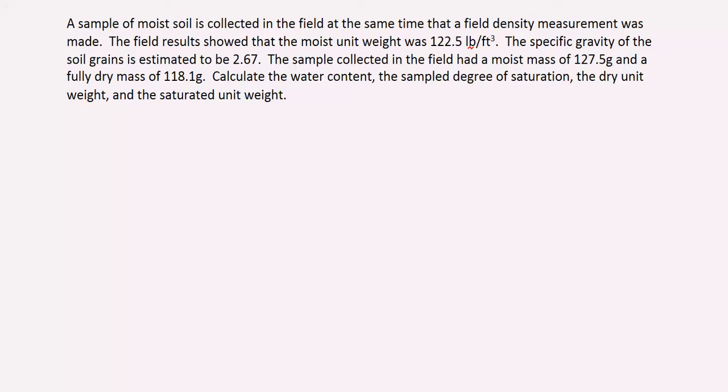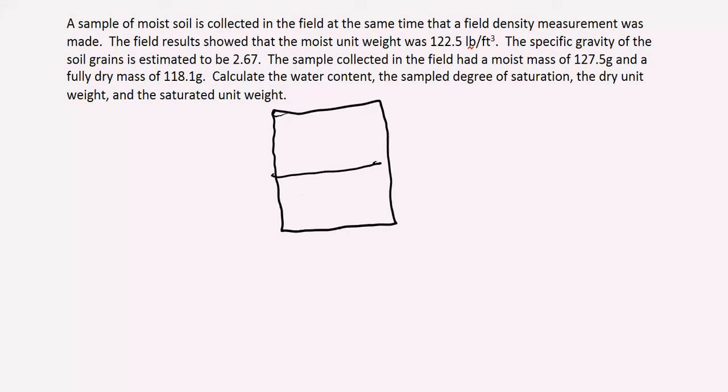In this first example problem, we were given some properties in British units. So when I set this up, I'm going to be setting up the three different phases of solid, water, and air, where I'll keep track of the volume on one side, and I'll keep track of the weight on the other.